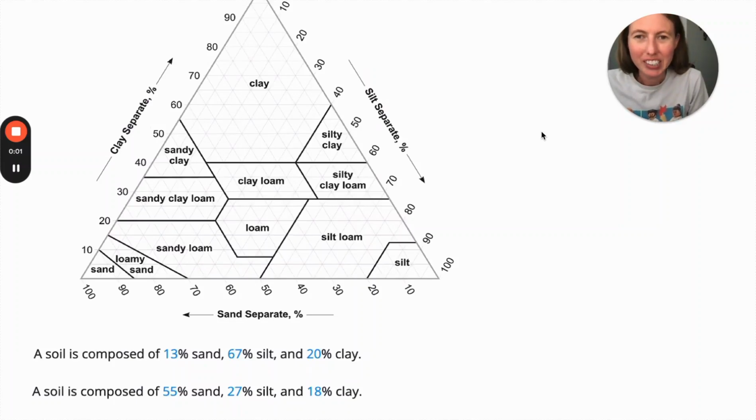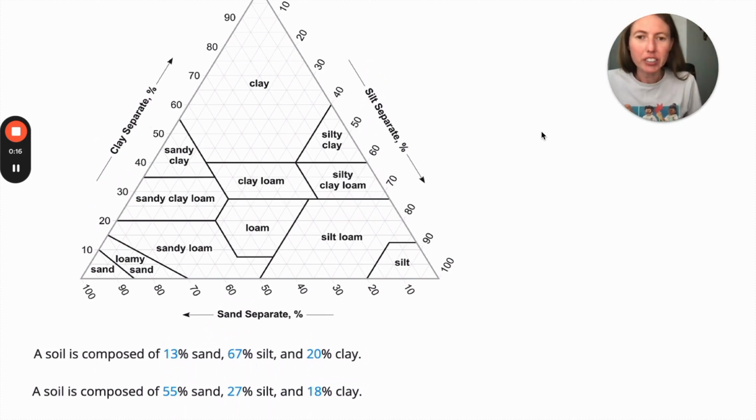Hey environmental science students, we're going to learn to read the soil texture triangle. This is an interesting graph to learn to read. It's an example of a ternary diagram, a type of graph that plots three variables on three axes and they all add up to 100%.